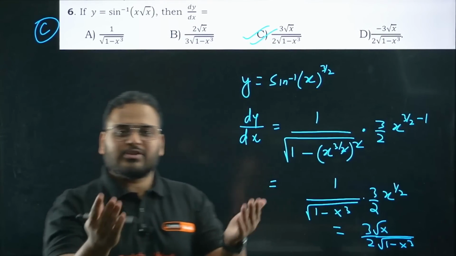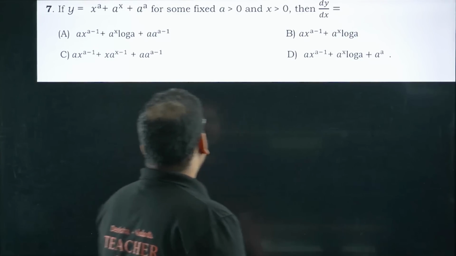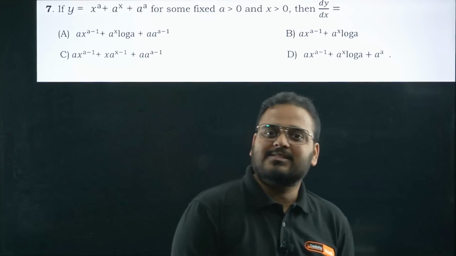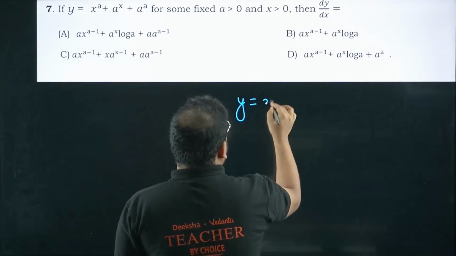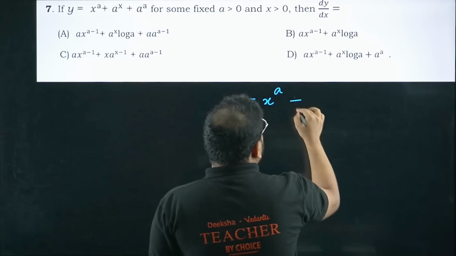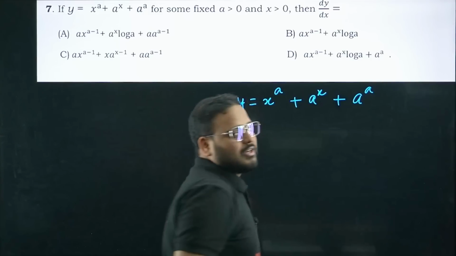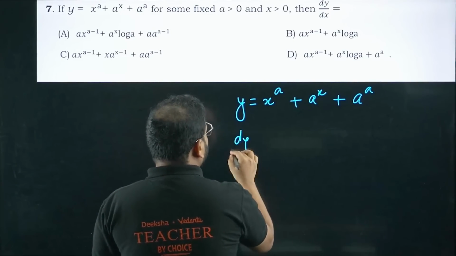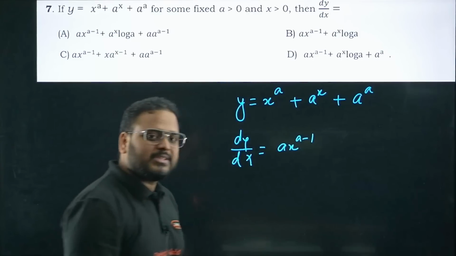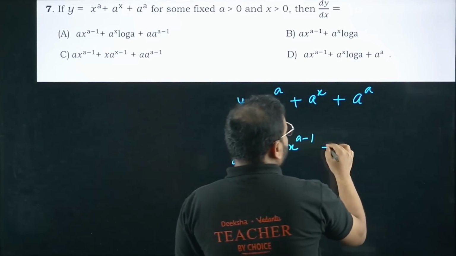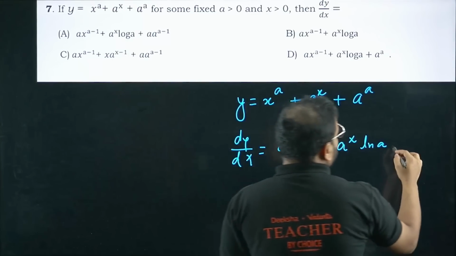Let's move on to question number 7. Y equal to x power a, a polynomial; a power x, an exponential; and a power a, which is confusing us, but it's a constant. Let's find the derivative now. So dy by dx is a times x power a minus 1. Whatever the power is, differentiate that. Simple formula, no difficult thing over here. A power x comes with ln a, then plus 0.